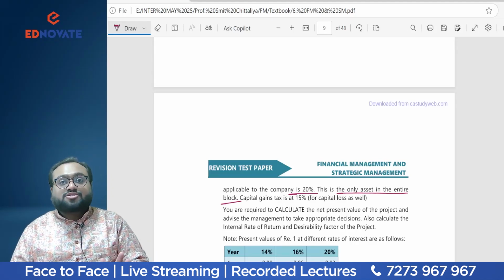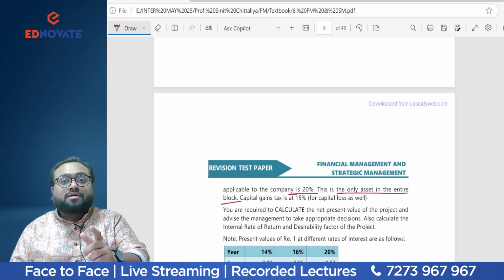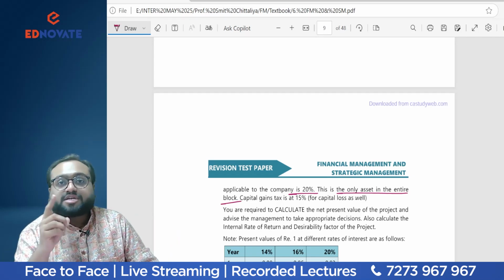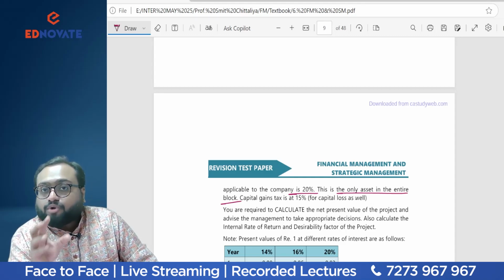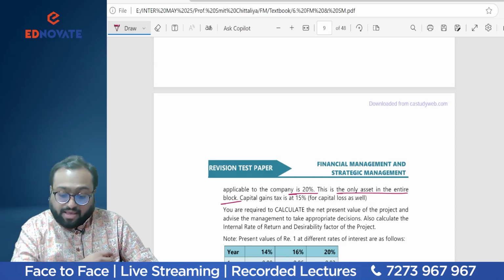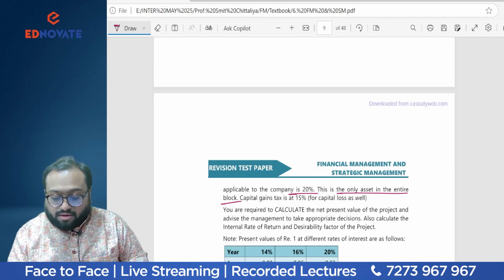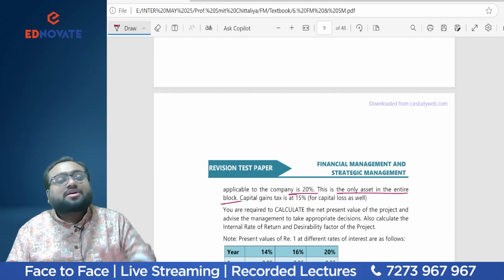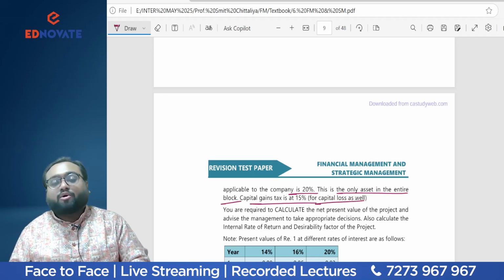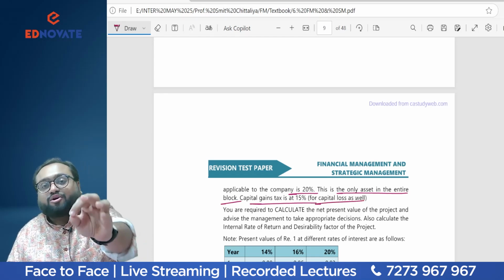Means once this asset is sold, we need to find out loss or profit on the asset, because we know the block method as per section 32 of the Income Tax Act. If the block comes to an end, we need to find out whether there is profit or loss on sale of asset. And one good thing they have told, which is required to be told in the question, even though we know that the capital gain tax is at 15%, for the capital loss. Means they are indicating also that there is a loss at the end.